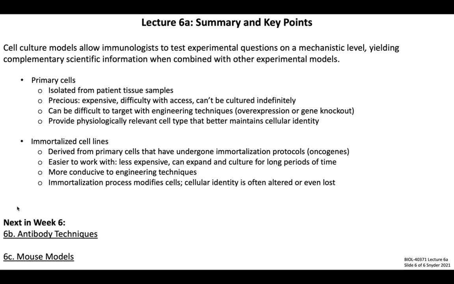We subdivided in vitro models into two different categories of cells, primary cells and immortalized cell lines. These differ from one another with respect to how they are derived and many factors related to the overall ease and use of each model. In general, primary cells can be more expensive and difficult to work with compared to immortalized cell lines, but they often provide a more physiologically relevant cell type that maintains aspects of its cellular identity compared to cells that have been subjected to immortalization protocols.